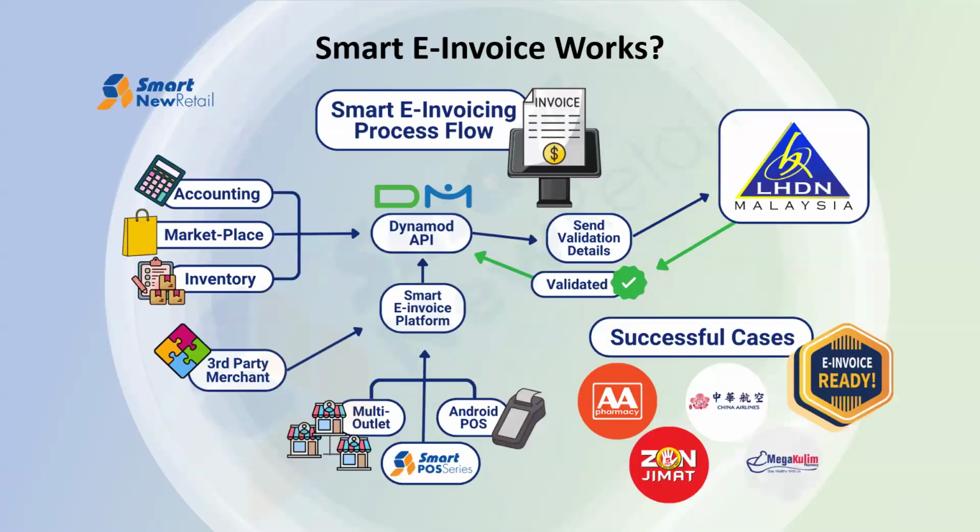So again, this is how the process works, where AutoCount Accounting, the marketplace, and the inventory are linked directly to our Dynamod, and third party goes through our SAP, the Smart E-Invoice platform. The whole system also goes through our SAP, and our Dynamod will communicate with LHDN to send the validation and get the validation status. This is our success case we already implemented, which started using it in October this year.